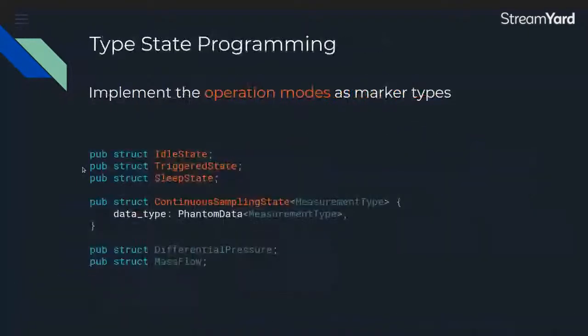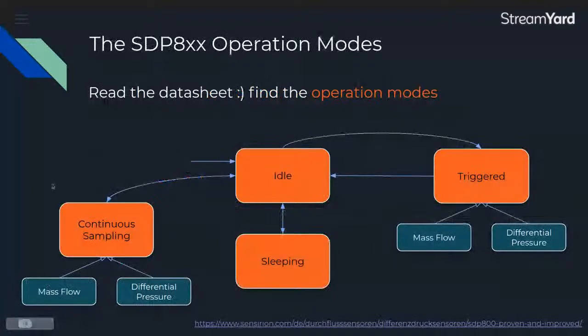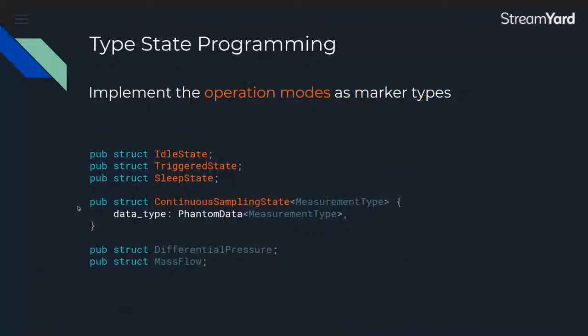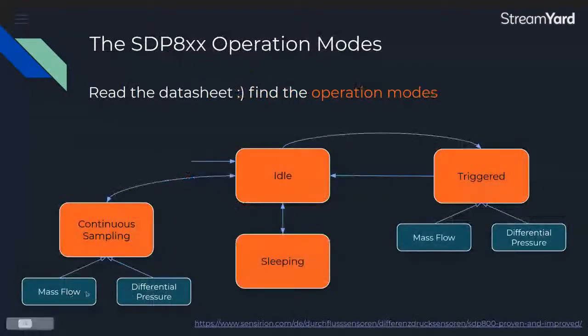And then I have also these turquoise little types, and they represent the different types of data that can be queried in the different measurement states. So you can see there's one struct here that actually has a member, and that member is of type PhantomData. It's a ghost type, essentially. And that PhantomData has another generic parameter, which can be differential pressure or mass flow. These are the 2 other boxes.